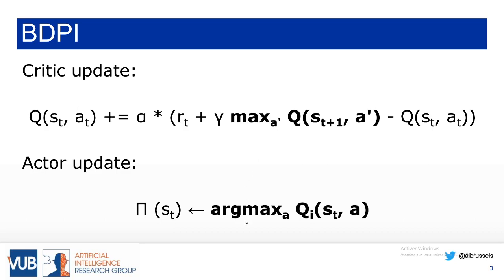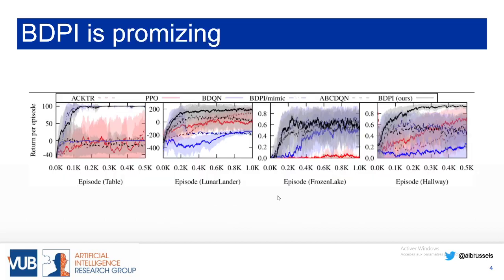The same problem happens in the actor update: the actor is trained so that it executes the action that the critics think is the most optimal. So instead of a maximum, we have an arg max, but it's basically the same operation, except that the maximum returns the value and the arg max returns the action that had the largest value. And so we again have the problem that we cannot enumerate the actions.